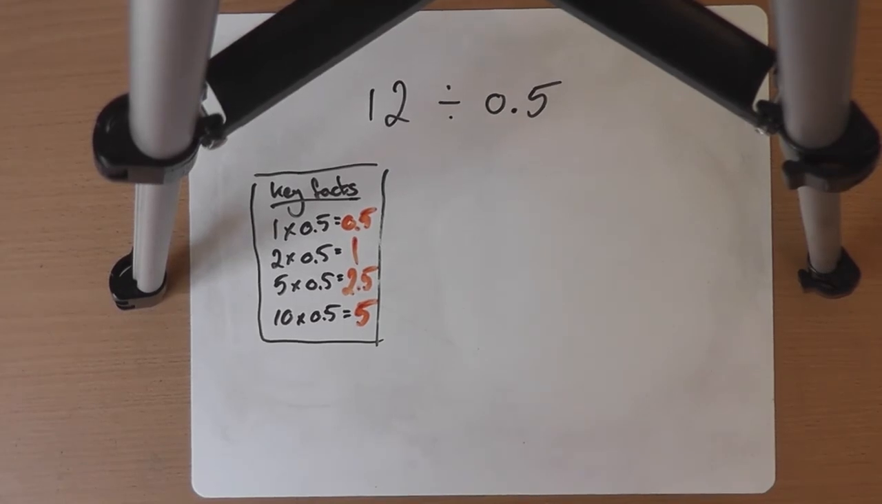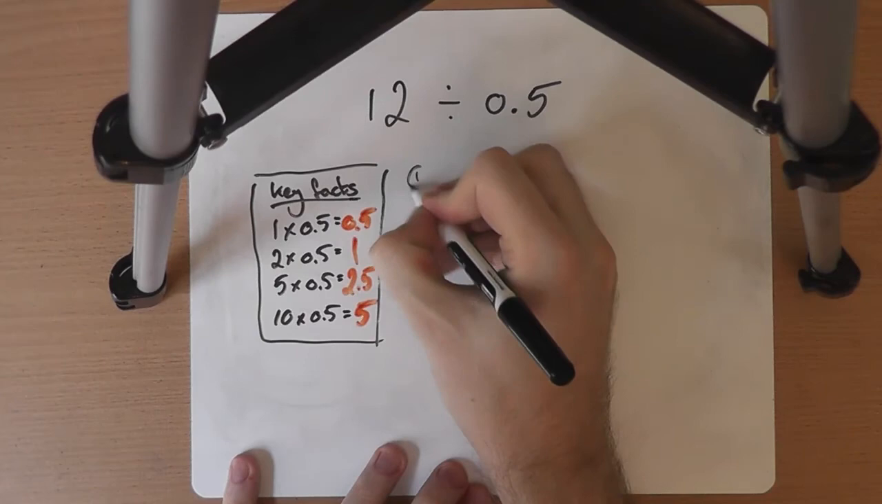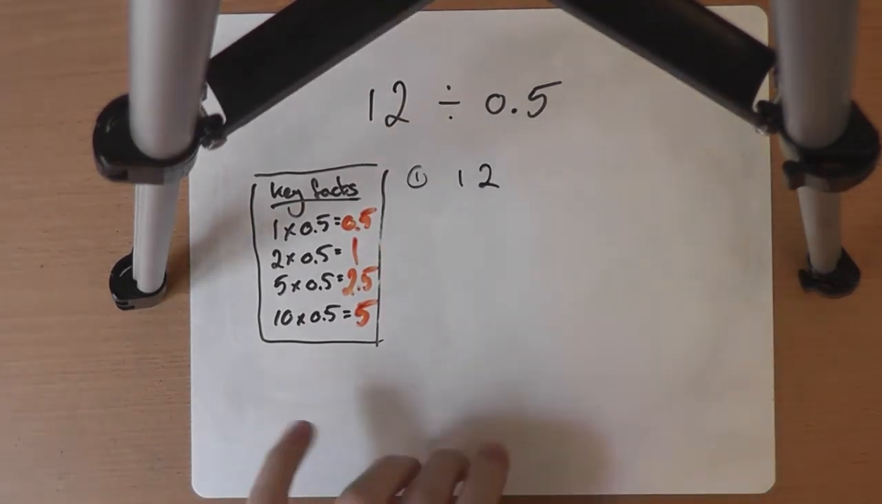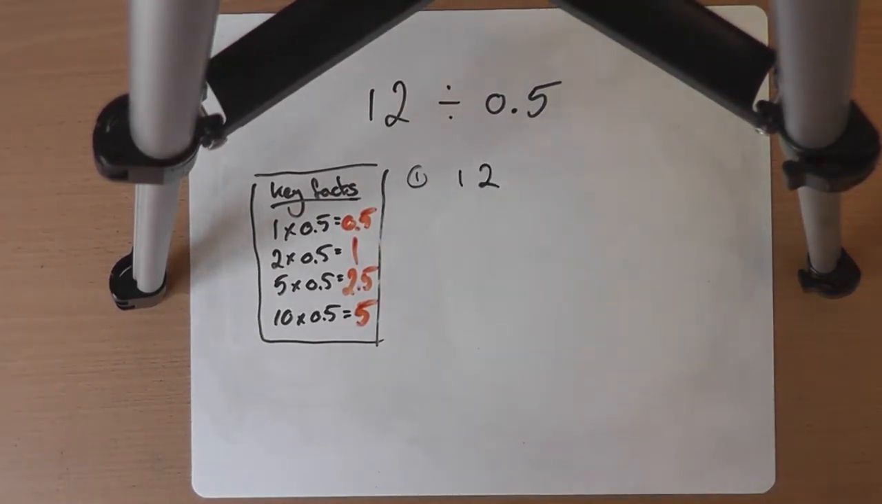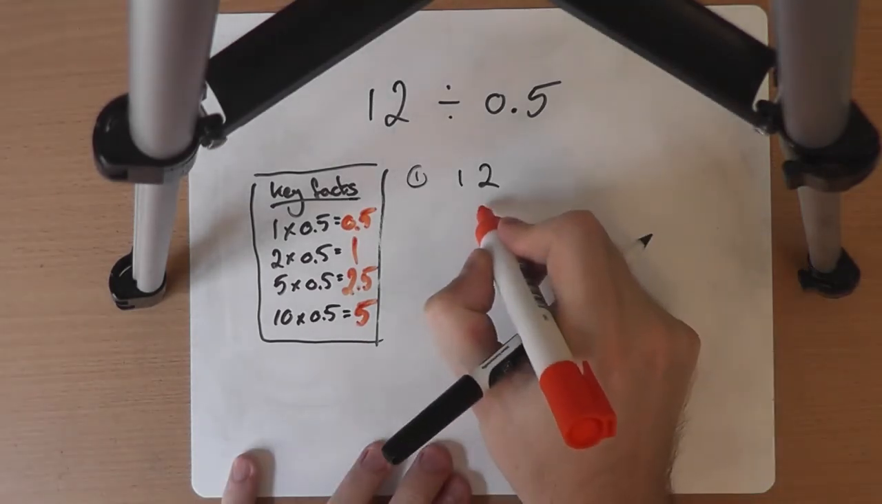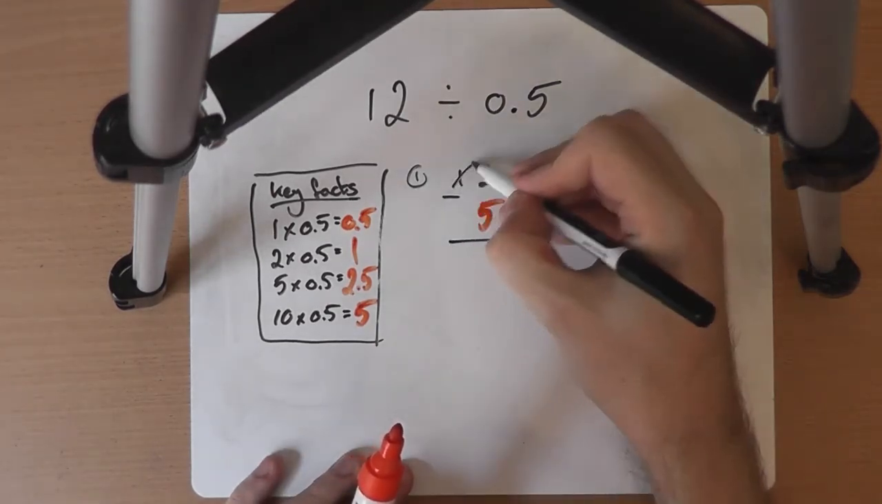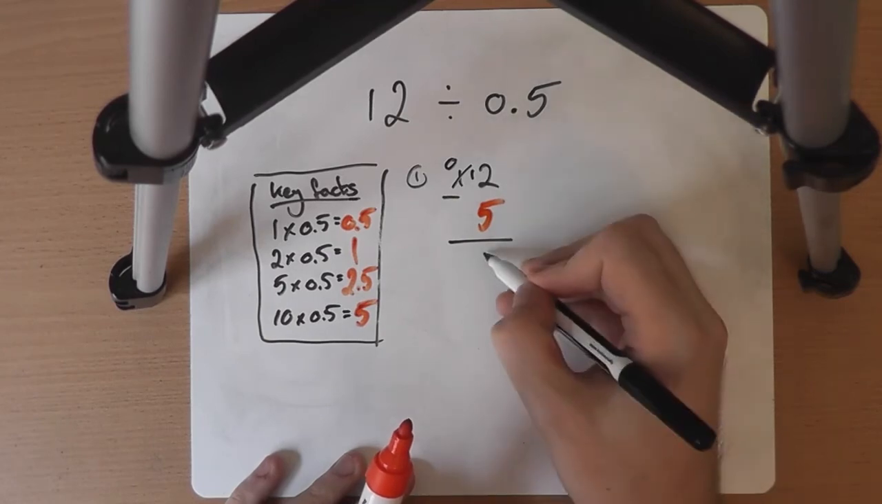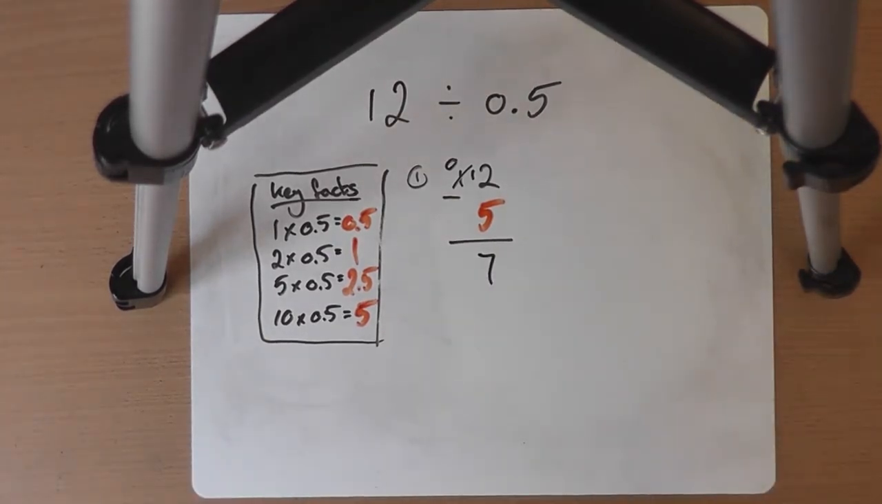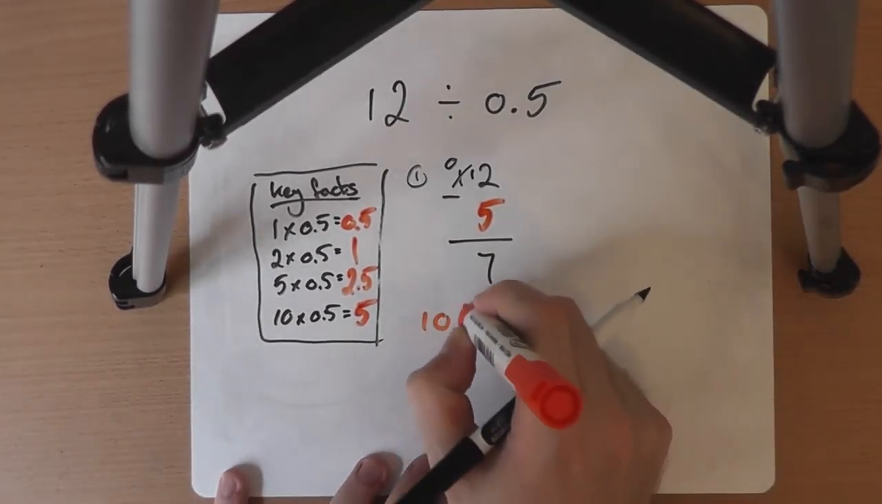Now that we've got our bank of key facts though, the question works like any other. So we start off, first step, we start with the 12. And we look at our bank of key facts and choose the biggest number that we can subtract from the 12. Well, that happens to be the 5. So we could do 12 take away 5. Which was 10 lots.